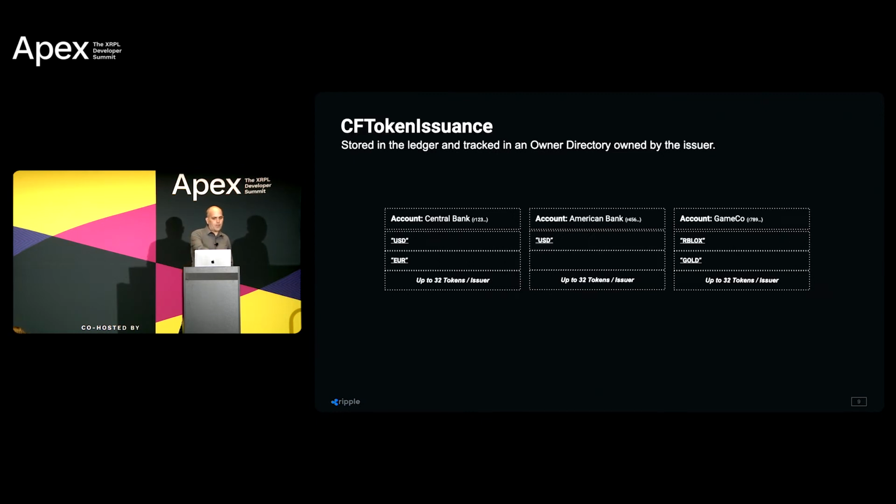But here on the left, I have a central bank. They've issued some USD, some euro. In the middle, a commercial bank with some USD. And maybe a game company on the right. That's another issuer. And then the key thing to note is that each issuer is limited to 32 tokens. But if you were an entity and you wanted to issue more than 32, well, just get a different address and you can keep issuing more.